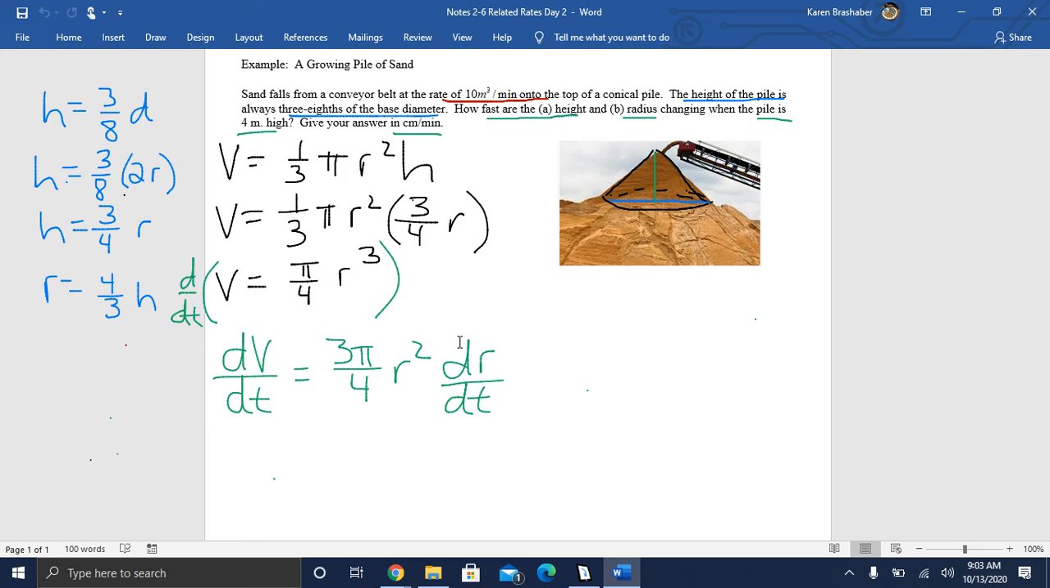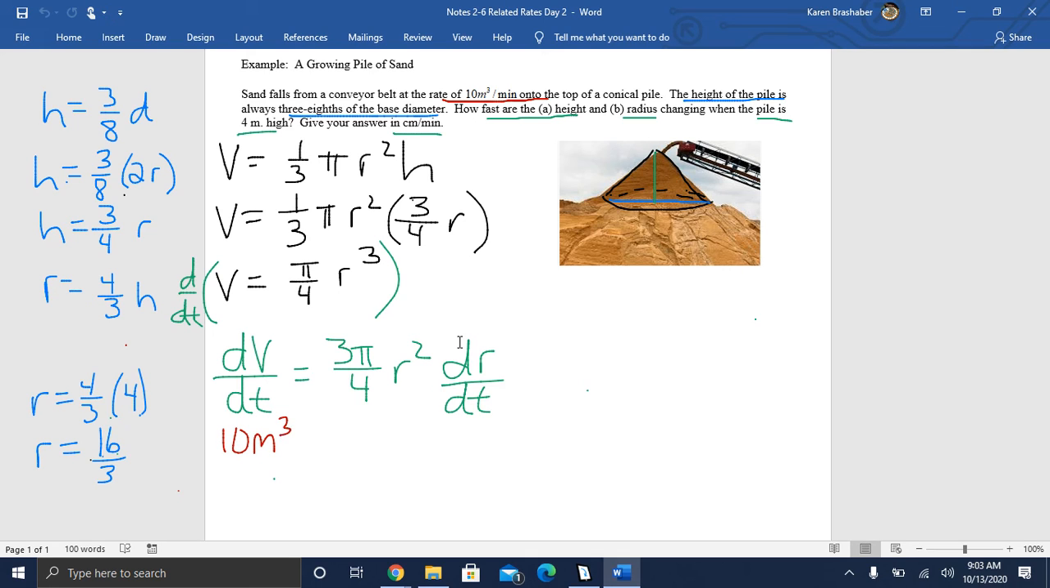So now you have to go back to your given information and the relationship, and the fact that the height is 3/4 of the radius, and the radius is 4/3 of the height. So we can actually use that last line. The radius is 4/3 of the height. So when the height is 4, then our radius is 16/3, and that would be in meters. So we can substitute in for the radius using 16/3. So that relationship information becomes very important.